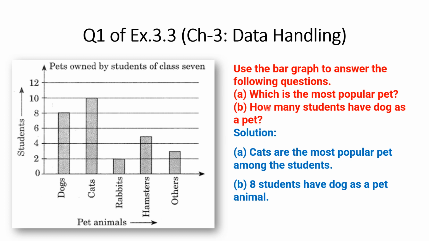So the second question here is, how many students have a dog as a pet? So we will see the bar representing dogs. It is ending at 8. That means only 8 students have a dog as a pet animal, whereas 10 students have cats as a pet animal. Okay, let's move on to the second question.